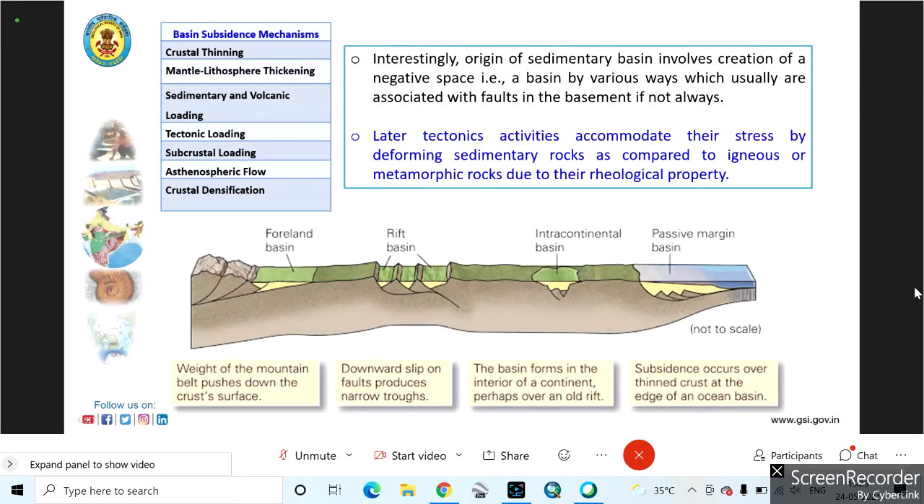Okay. Now, this principle basically is going to happen in basins, as I was saying at the initial stage itself, that basins will be developing in different types of setups. It can be foreland, rift type, or intracontinental, or say passive margin type.